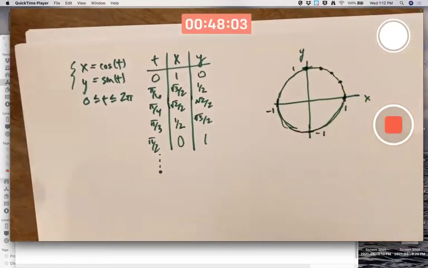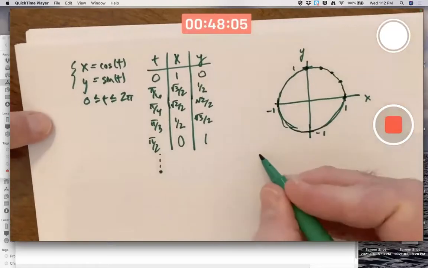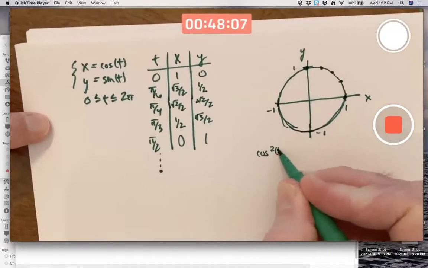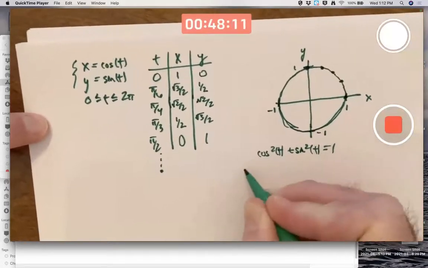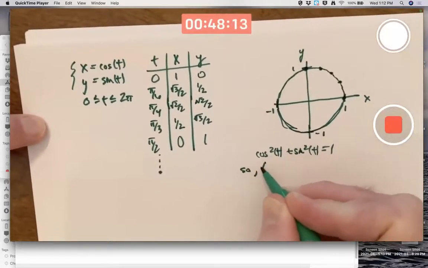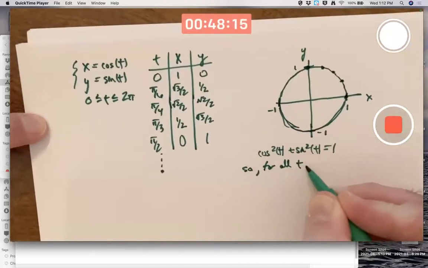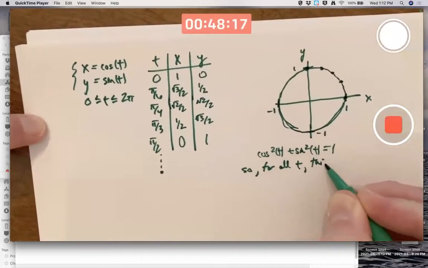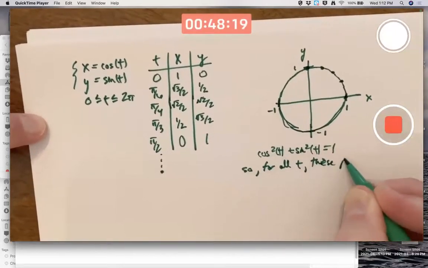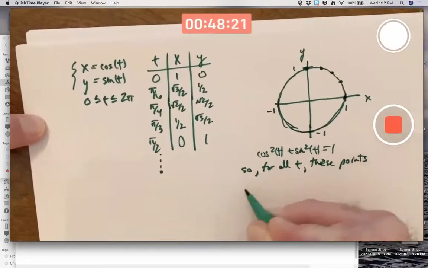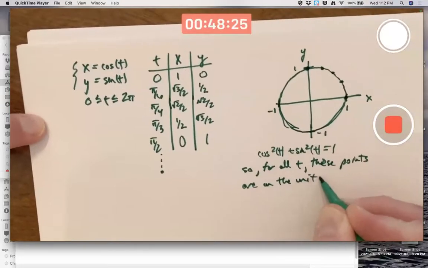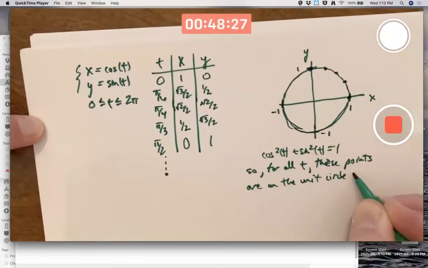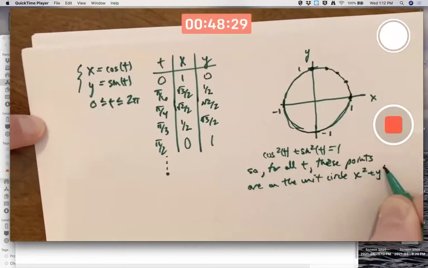For any value of t. Because cos squared t plus sine squared t equals 1. So for all t, these points are on the unit circle, which has equation x squared plus y squared equals 1.